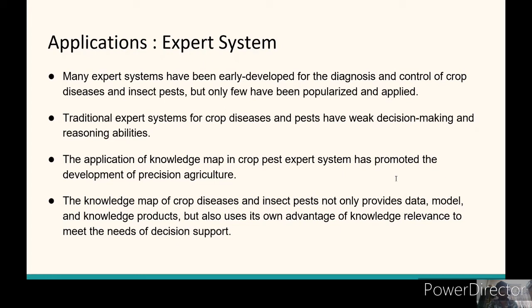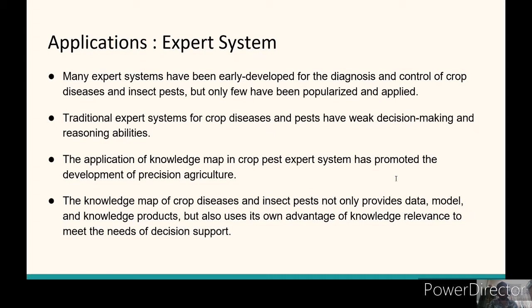Mendes et al. constructed a variable speed irrigation control expert system for rational fertilization and irrigation of crops. The knowledge map of crop diseases and insect pests not only provides data, model, and knowledge products, but also uses its own advantage of knowledge relevance to meet the needs of decision support. The expert system based on the knowledge map of crop diseases and insect pests is highly comprehensive, accurate, and scalable. In the future, more crop pest expert systems based on machine learning technology will provide a highly accurate decision support for crop pest prediction and diagnosis.